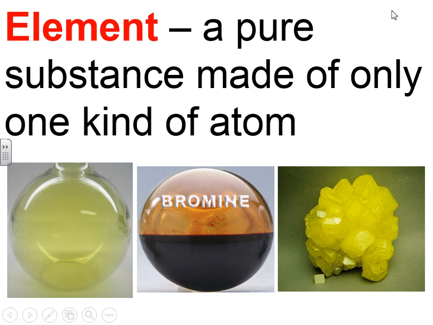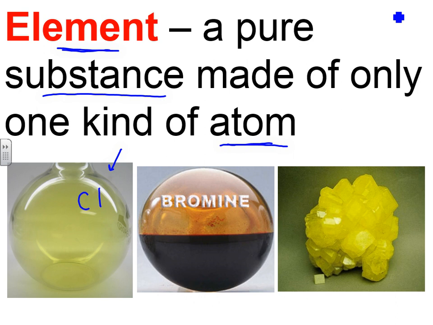So let's define an element, because an atom's definition is connected to an element's definition. An element is a pure substance, which means you cannot break it down further, made of only one kind of atom. So notice the definition for the element contains the word atom in it, and the definition of an atom contains the word element. So this is linked inseparably to an element. So here we have a big flask of the element chlorine, element number 17. Here we have bromine, which is a liquid, it's a red liquid, element 35, and here we have sulfur, element 16, for your visual pleasure.